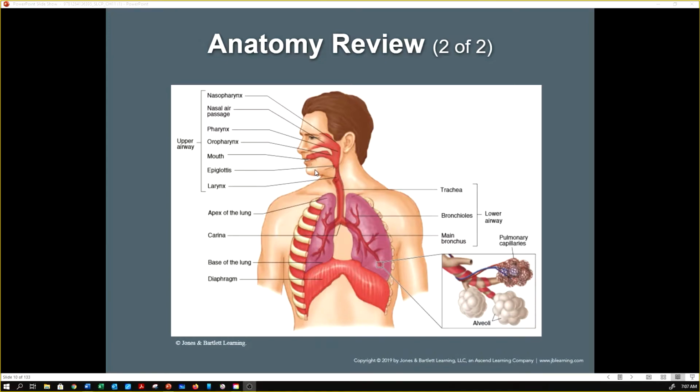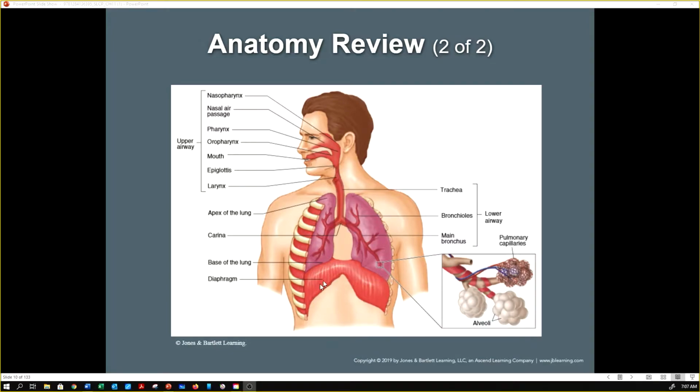The epiglottis is that leaf-shaped structure that helps protect food or a foreign body, anything, from getting into the trachea. And the larynx is the dividing point. Okay, larynx is the dividing point. If we continue to go down, we will be in the trachea here. We see our lungs, the carina. The carina is the dividing point between the right and the left bronchioles.